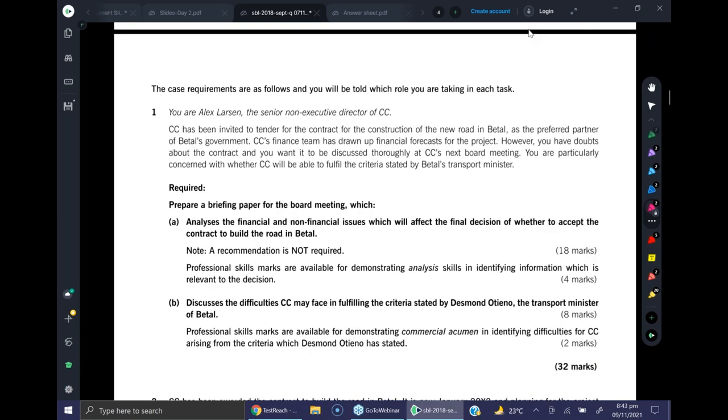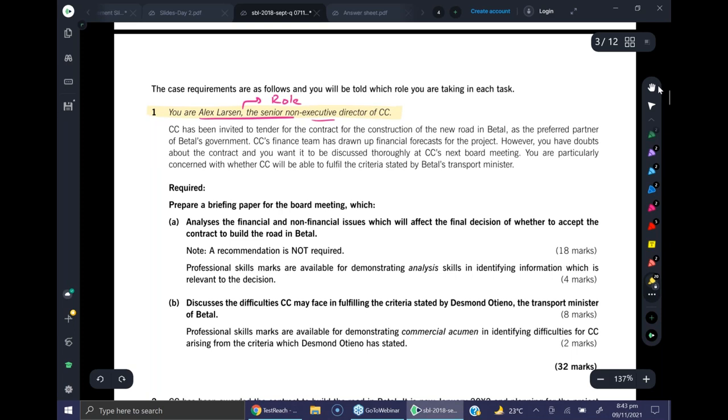We'll talk about the features of computer-based exam. Okay, now requirements. So case requirement number 1. It says that you are Alex Larson, the senior non-executive director. So here is your role, the senior non-executive director, right?